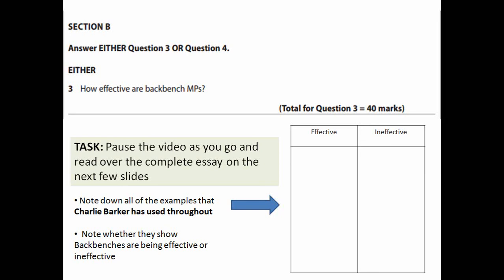Now, this essay was written by a guy called Charlie Barker, and I want you to note down all of the examples that Charlie Barker has used throughout his essay, and note whether they show backbenchers are being effective or ineffective. If I was you, I'd write them down in a table, just like what I've got here. Effective in one column, ineffective in the other column. Make sure the slides don't move too fast, pause as you go through, really read through the essay so you've completely understood both the essay and try to get a sense of how Charlie's gone about actually structuring the essay too.